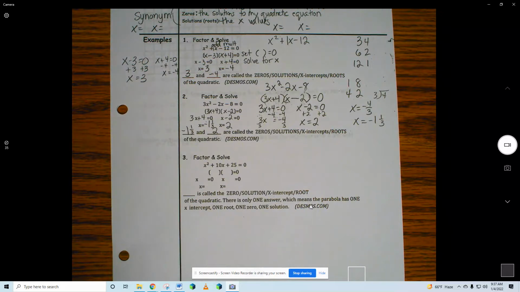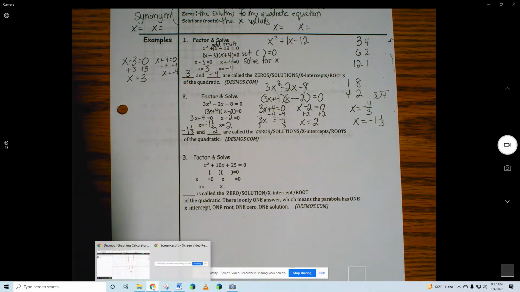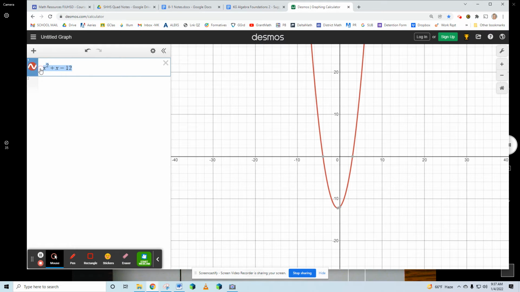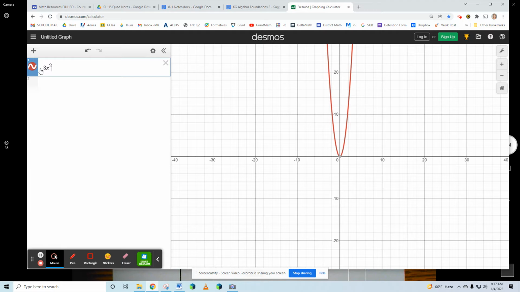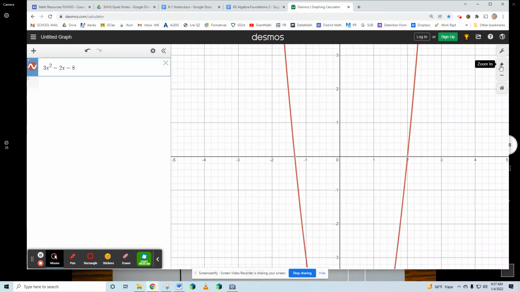So those are going to be where it crosses, and let me show you on Desmos. 3x squared minus 2x plus or minus 8. So look at how negative 1 1/3 is my x-intercept, and 2 is my x-intercept.